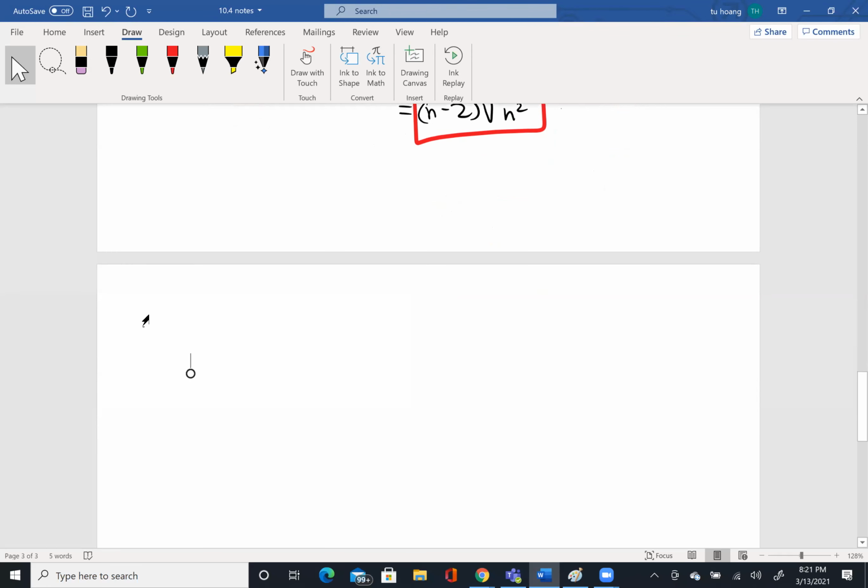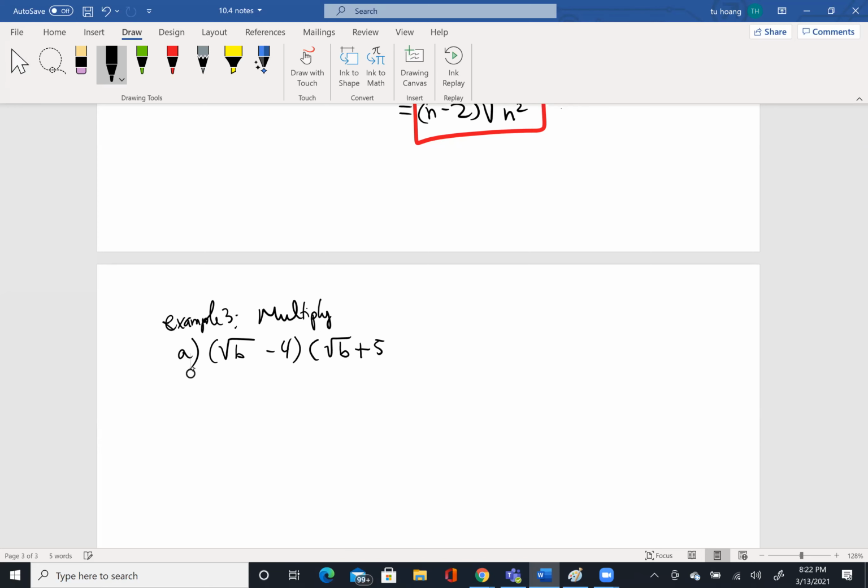Next we move to multiplication. So example 3, multiplication. So we have square root of b minus 4 times square root of b plus 5. So you can have what? b times square root of b is going to be b with square root of b squared.